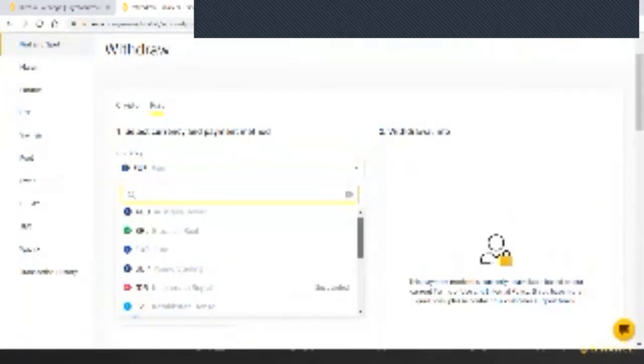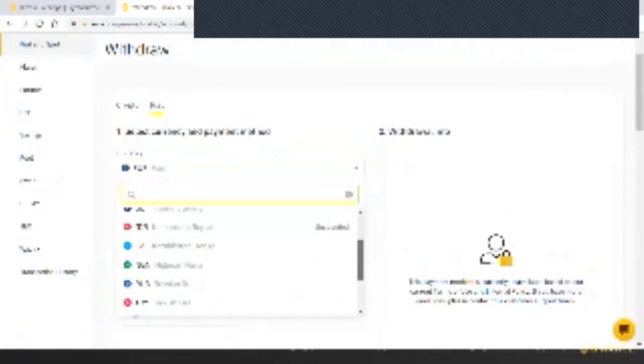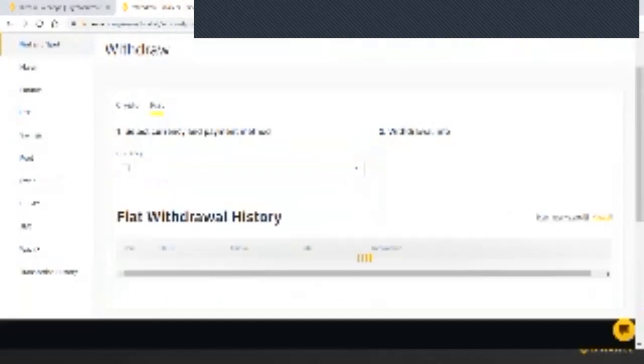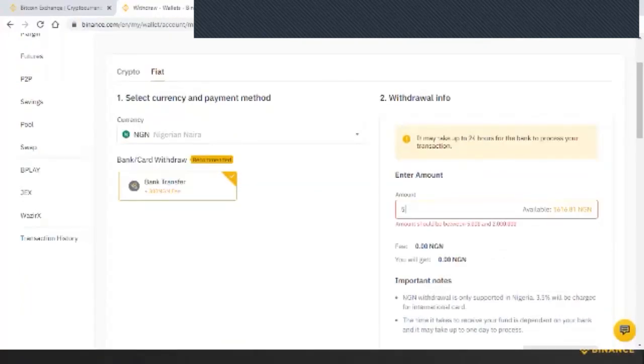So select your NGN. I want to cash out in fiat. You can also withdraw in crypto too, maybe to your Trust Wallet, for example. The minimum you can withdraw is 5,000, and the maximum for my account is 2 million.